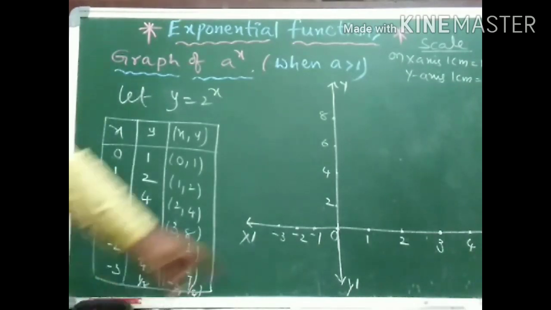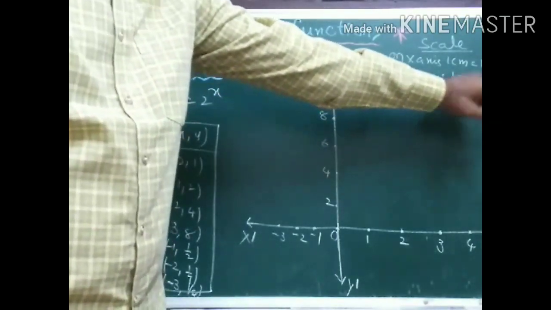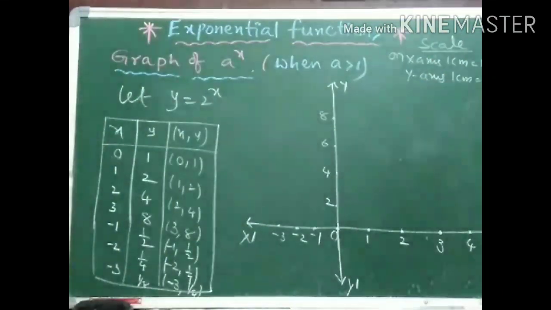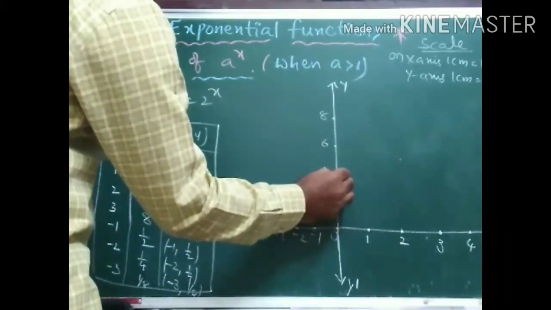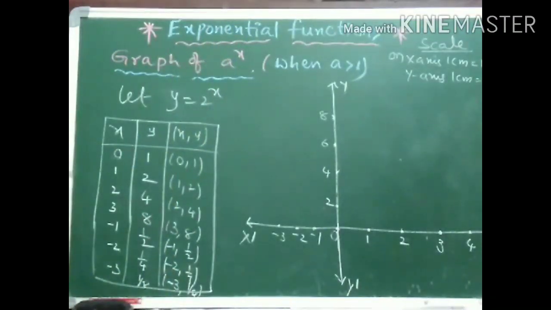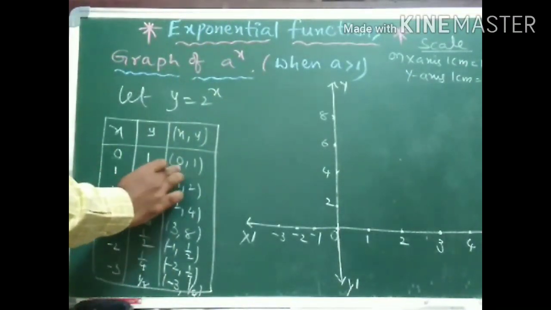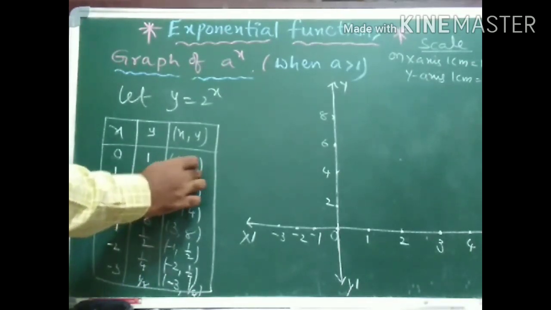Okay. Now coming to the y-axis, 1 centimeter is equal to, I just want to consider 2 units. So hence this is 2, 4, 6, 8 and so on. Now let us plot these plotting points. First point is 0 comma 1, 0 on the x-axis and 1 on the y-axis.